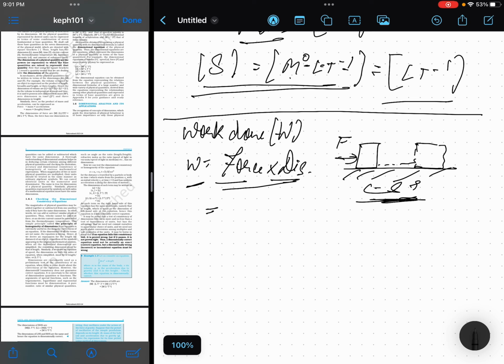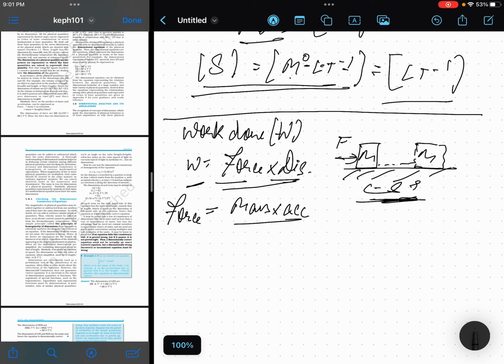Force can be broken into simpler quantities. The formula for force is basically mass into acceleration.